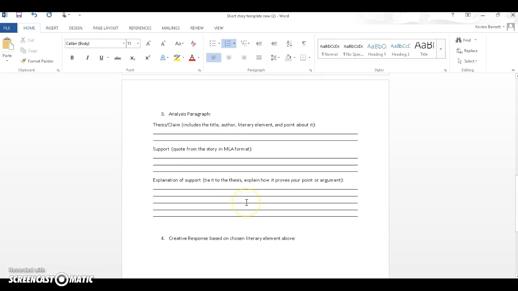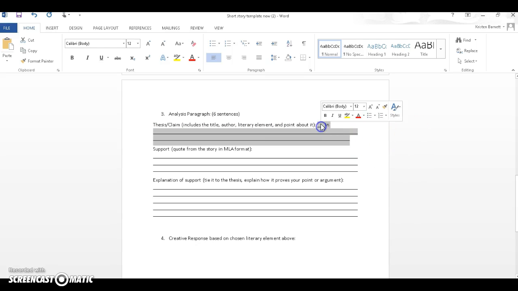And then down here, the analysis paragraph is the next part. You have to have read the whole story to do this, but there are 3 parts to this paragraph. I asked at least 4 or 6 sentences. A thesis. You know what a thesis is. It's a main idea, an argument, a claim. It has a topic and a point. You are making some sort of argument about the story. So it says includes the title, author, literary element, and point about it.